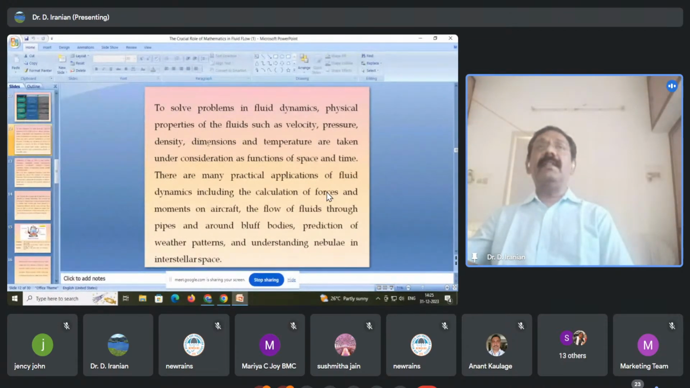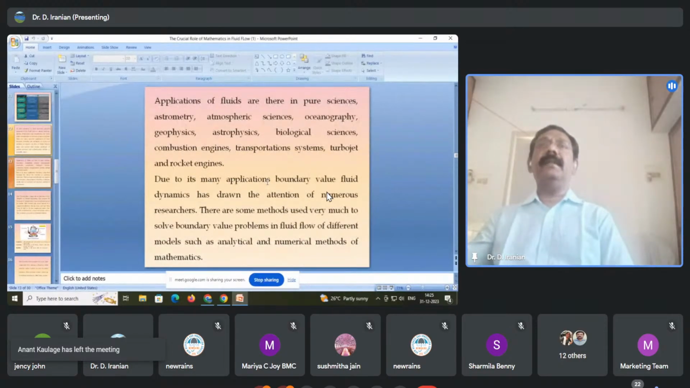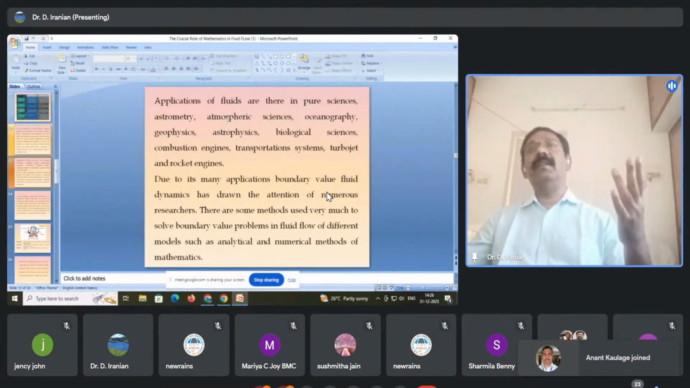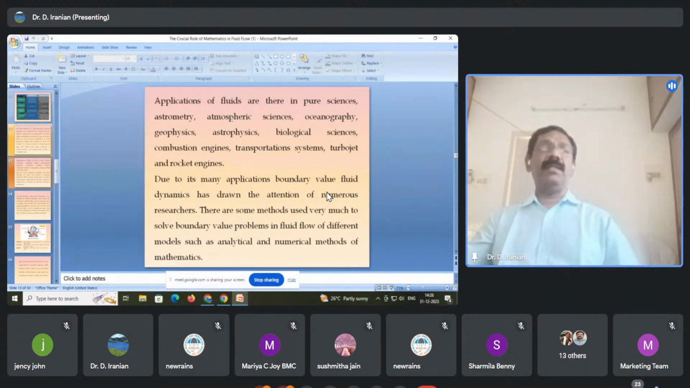Next slide. In this slide, I am telling about the physical parameters, whatever they may be, given here. And then here, applications of fluids, where we are applying pure sciences, astronomy, astrometry, atmospheric. In every city we have a meteorology department. What are they doing? They are predicting the weather condition. How are they predicting the weather condition? By the moving of clouds. How do they move, very fast or slowly, in low level or higher level? That is also fluid flow. Therefore, in the meteorology department also, it is very much useful. Oceanographic, geophysics, astrophysics, biological sciences.